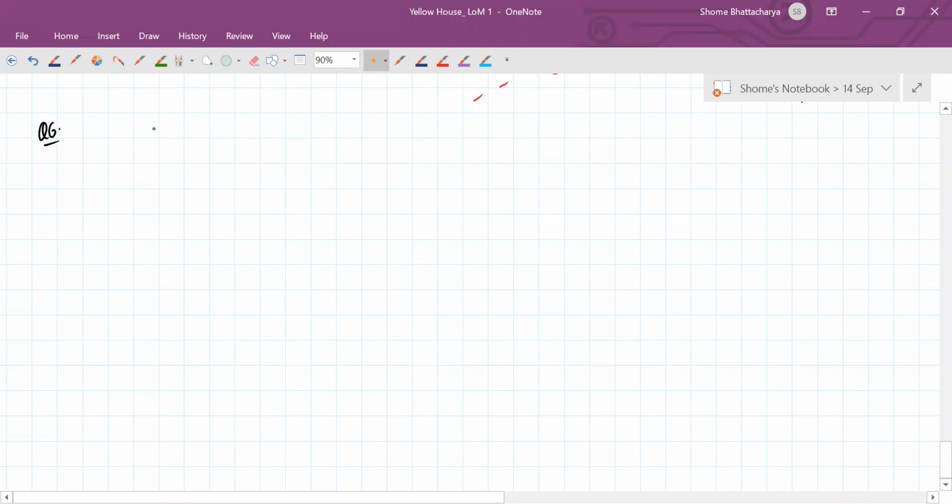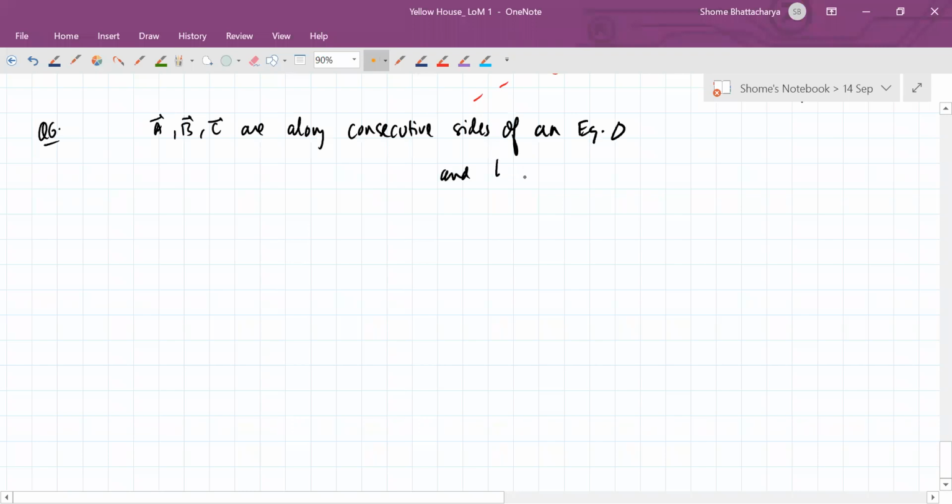It says that there are three vectors. So let's say A, B, and C are along consecutive sides of an equilateral triangle, okay, and have magnitudes... okay, so we have to find.